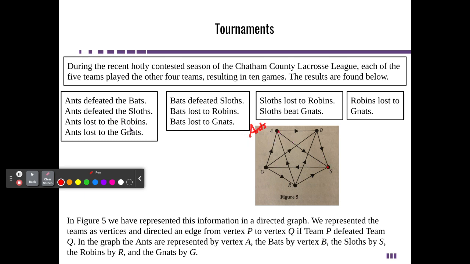The ants lost to the robins. So that means that the arrow is pointing to A from the robins, because the robins actually won. And the ants lost to the gnats. So same thing: going from the gnats to the ants, there's an arrow going in that direction, and so forth. So we can use directed graphs to represent this, and you see that the initial vertex is the team that won, versus the terminal vertex, which is the one that lost.